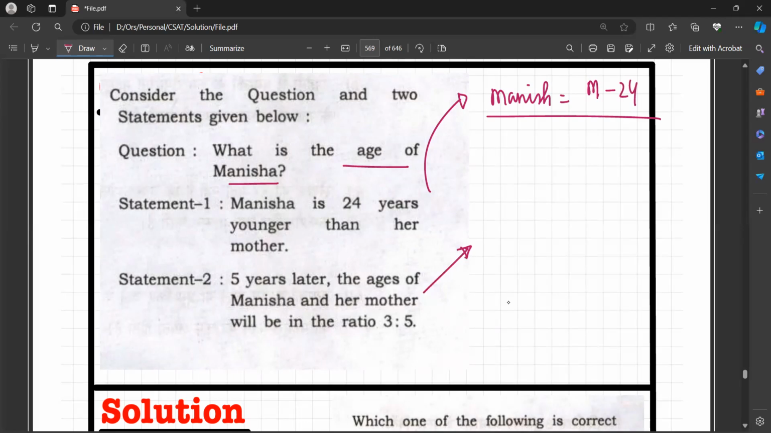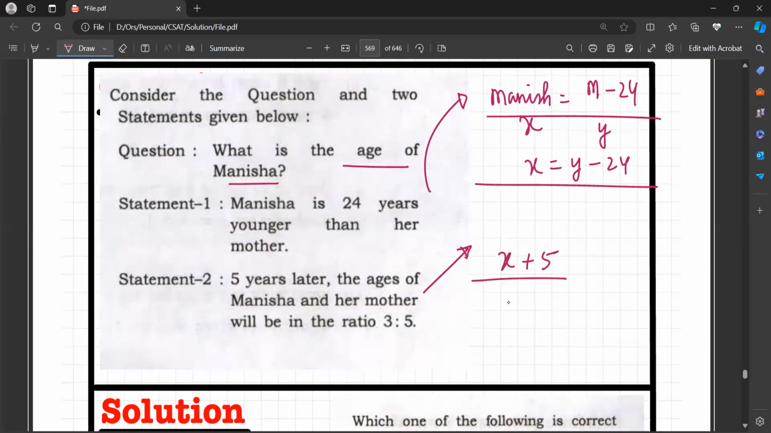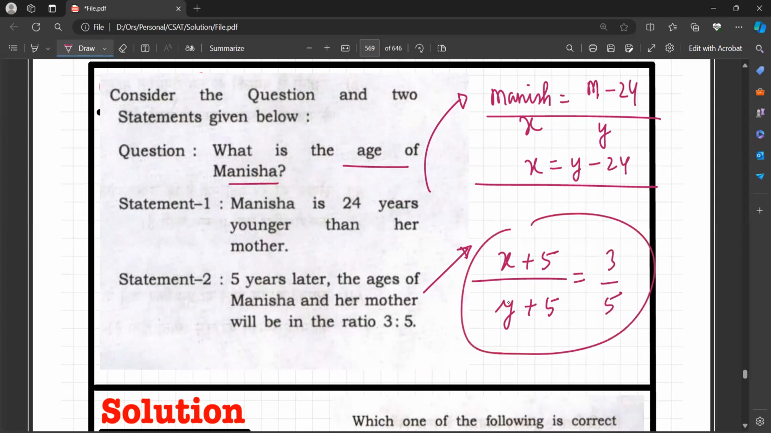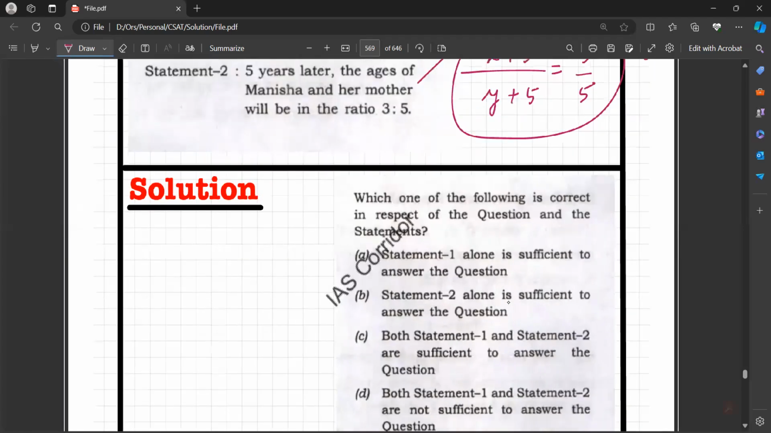5 years later, the ages of Manisha and her mother. 5 years later, suppose Manisha is X, mother is Y. We got this relation in the first case, that is X minus Y equals minus 24, or X equals Y minus 24. 5 years later, Manisha's age will be X plus 5. Mother's age will be Y plus 5, which is in the ratio of 3:5. Got it? Can you use this only to find? No. But can you use both to find? Let us check why.